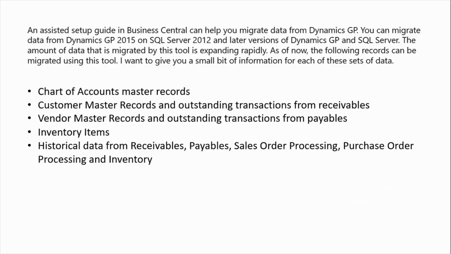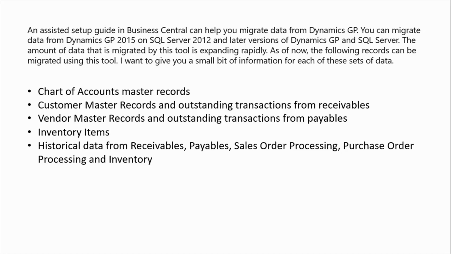The Assisted Setup Guide in Business Central can help you migrate data fairly easily. As long as you have Dynamics GP 2015 on SQL Server 2012 or later versions, this tool will work with very little issue. The amount of data migrated by this tool is expanding rapidly, but as of now, this is what you get: chart of accounts, master records, customer master records and outstanding transactions from receivables, vendor master records and outstanding transactions from payables, inventory items, and a slew of historical data.